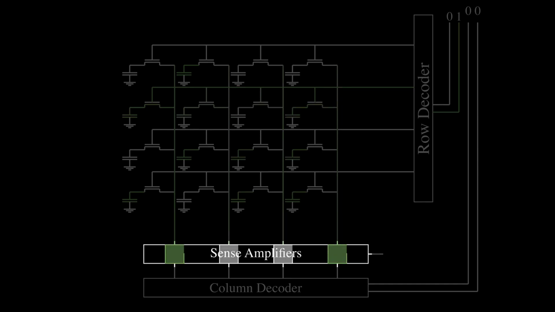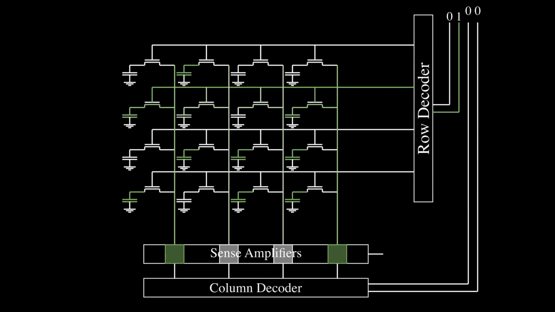Now, sense amplifiers come into play. Their job is to detect the voltage on the bit lines. If it's higher than expected, they load the value of 1, and if it's lower, they load a 0. The amount of data that was loaded to our sense amplifiers is called a page size, and it's usually in the range of 1 to 4 kilobytes.